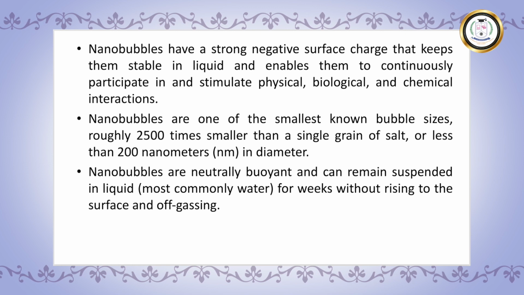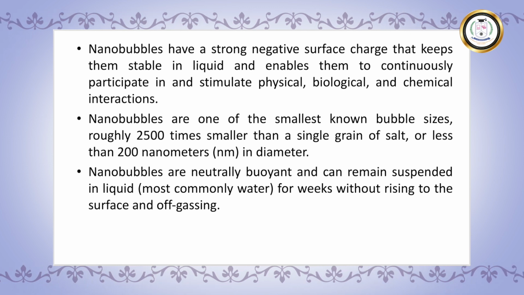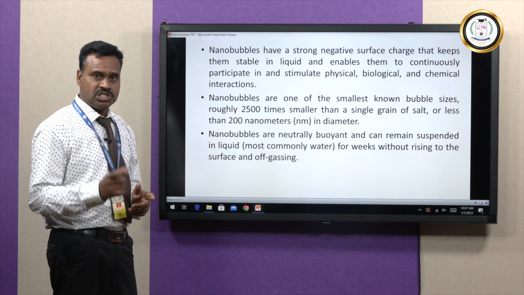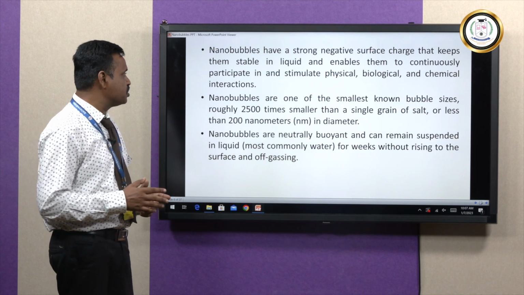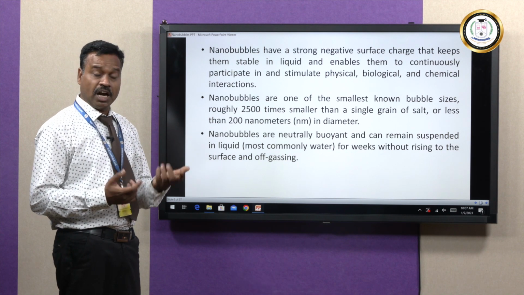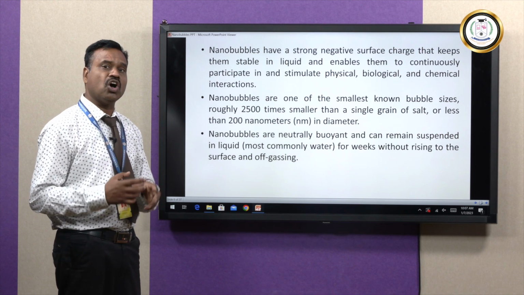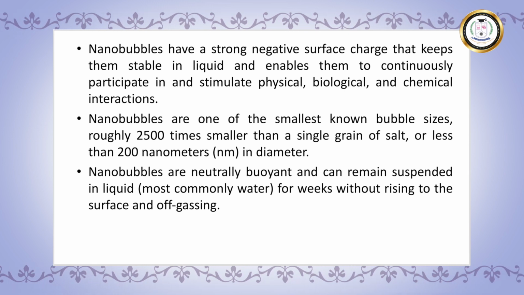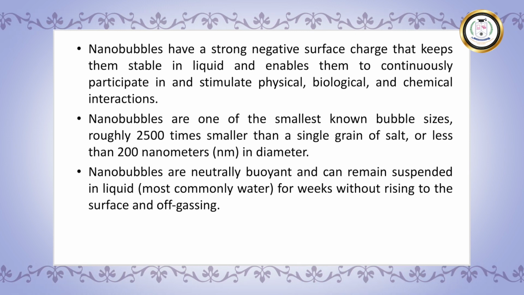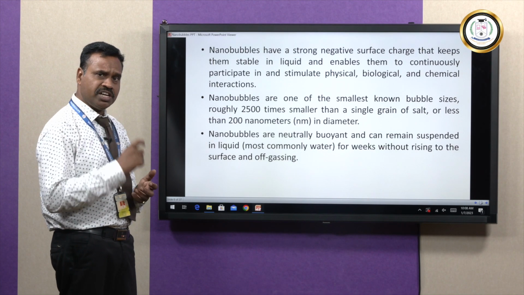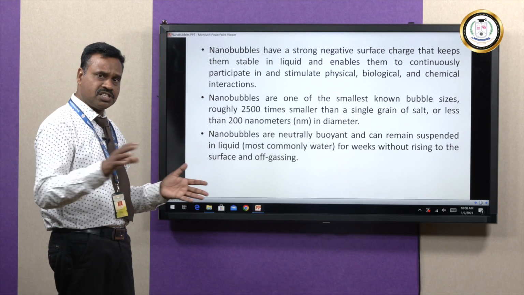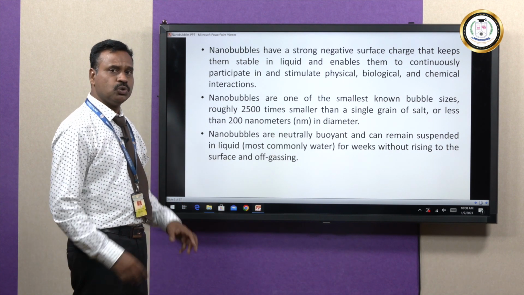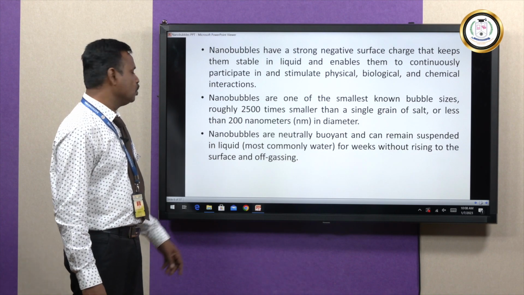They have a negative charge, called the zeta potential, that is responsible for keeping the nanobubbles more stable in liquids and enables them to continuously participate in all the applications. They are the smallest known bubbles. I already told that they are about 2500 times smaller than the salt. They have neutral buoyancy, so they cannot travel vertically, instead they travel only in the lateral directions. That makes them more suitable for stability from weeks to long.